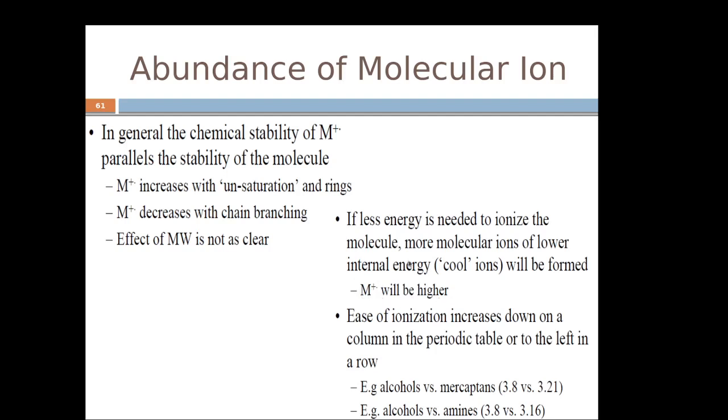So the intensity of the molecular ion peak will be higher in that case. Whereas in hard ionization techniques such as electron impact ionization, the formed molecular ion species will have a lot of internal energy. Then it can be called a hot ion, and it will instantaneously fragment into smaller fragments, and the intensity of the molecular ion peak will be lesser in that case. Okay, and the ease of ionization increases down a column in the periodic table or to the left in a row. Examples are alcohols versus mercaptans, or alcohols versus amines.